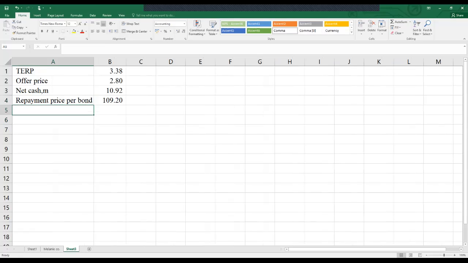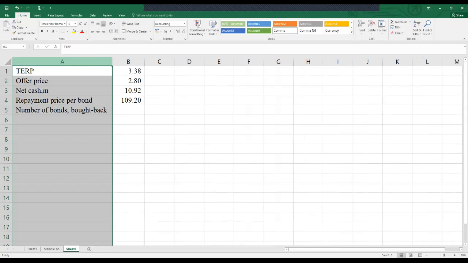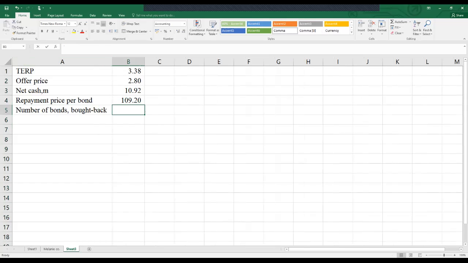The next question, therefore, is how many bonds? The amount you have is 10.92 million, and you're paying 109.2 per bond. How many bonds do you pay back? The number of bonds bought back will be equal to the amount of money you have, which is 10.92 million.